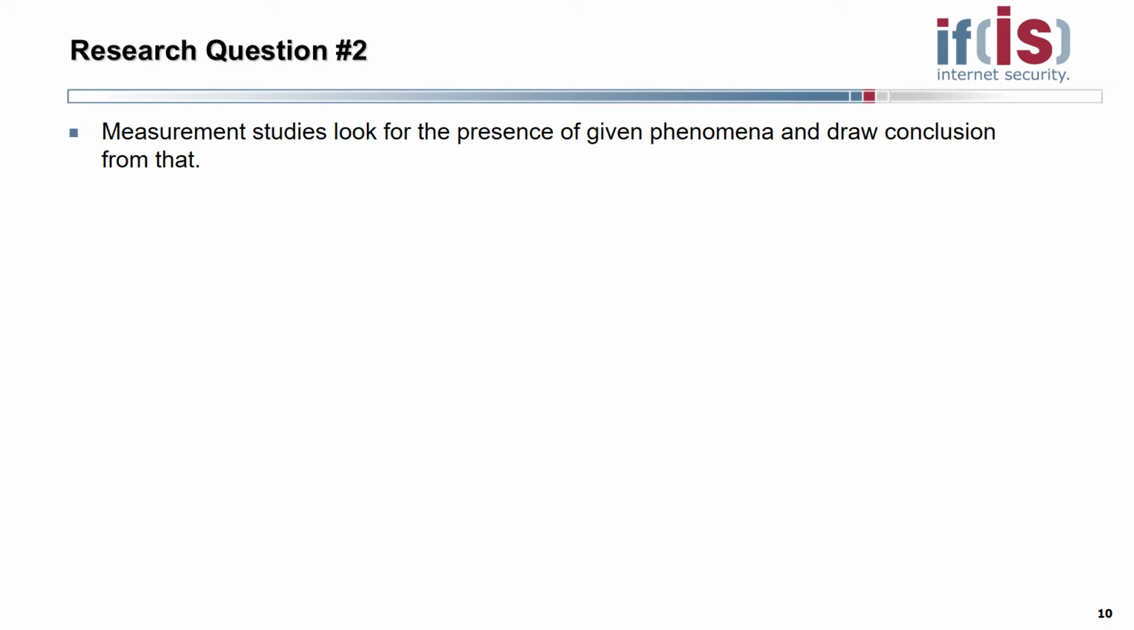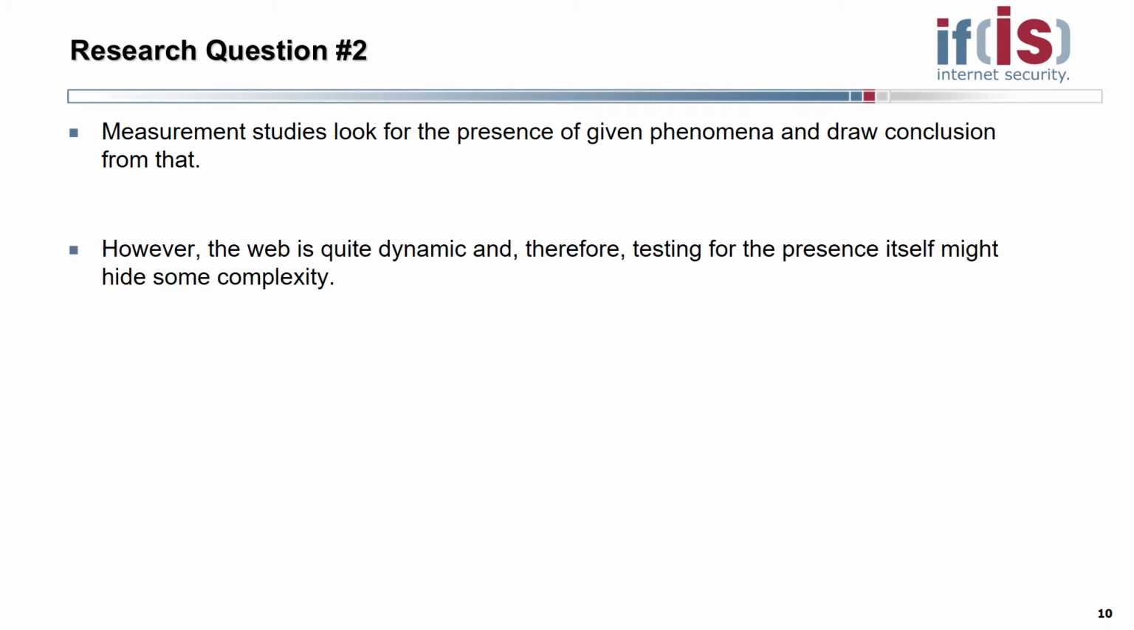Furthermore, and maybe more importantly, if we take a look at the design of previous measurement studies, we see that most visit a website once, check if a phenomenon is present or not, and draw conclusions from that. However, we all know that the web is really dynamic, and therefore, if someone tests for the presence of a given phenomenon, this hides a lot of complexity.